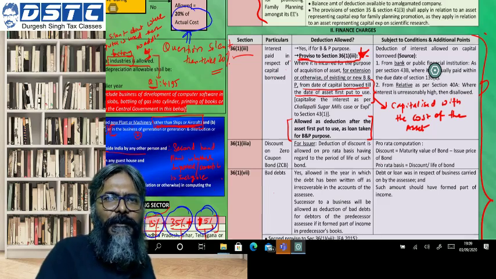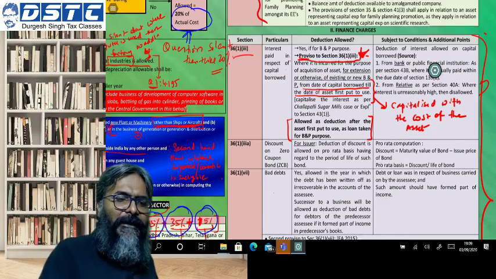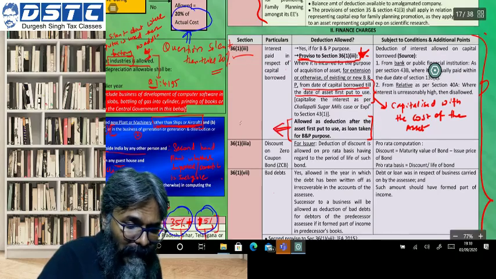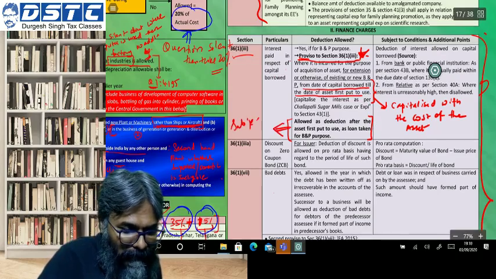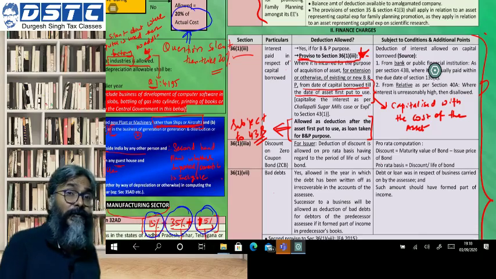Once the asset is put to use, the interest expenditure incurred thereafter will be allowed as deduction. But be careful, this is subject to... subject to what? Don't forget your favorite section 43B. So sir, here also 43B exists.